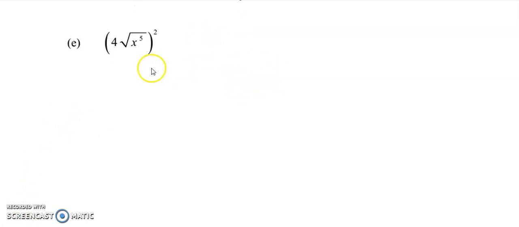Alright. Okay, for question E, this is a simple one. You can see that 4 square root of x power of 5, all of this power of 2. So don't forget the 4 needs to be power of 2 as well. Then, you can always change this square root into power of 1 over 2. So originally you have a 5, and square root means that it is power of 1 over 2. Square root of a can be written as a power of 1 over 2.